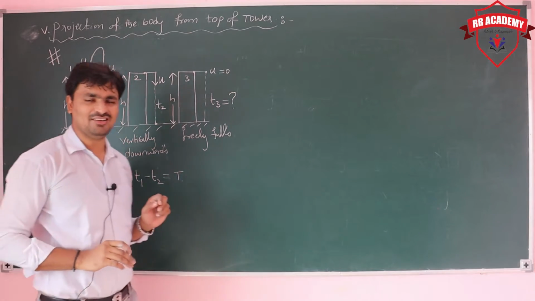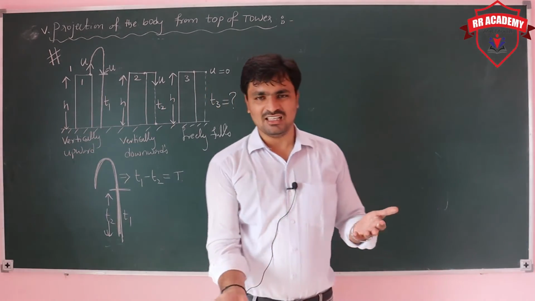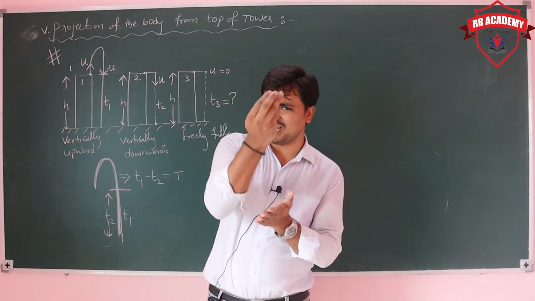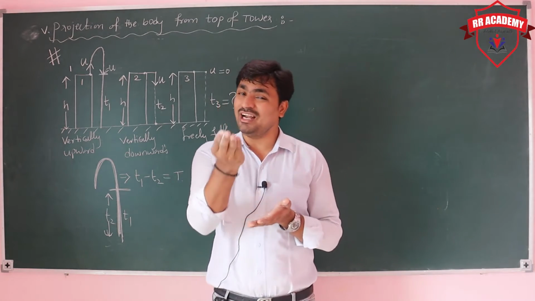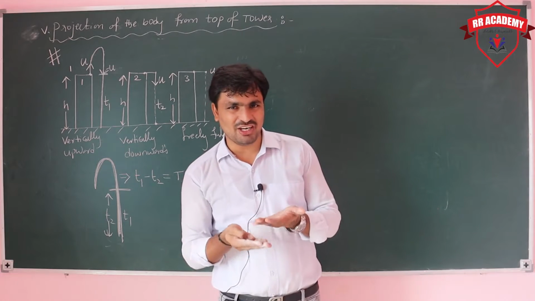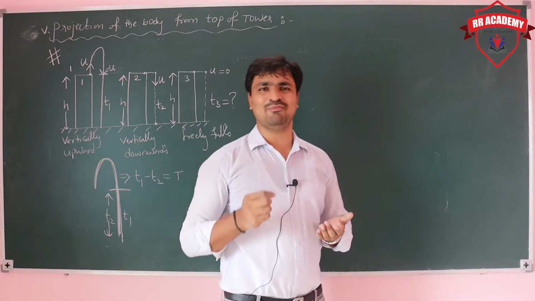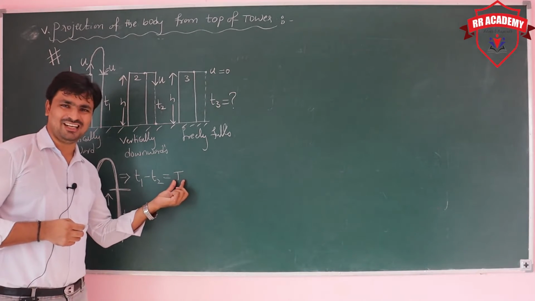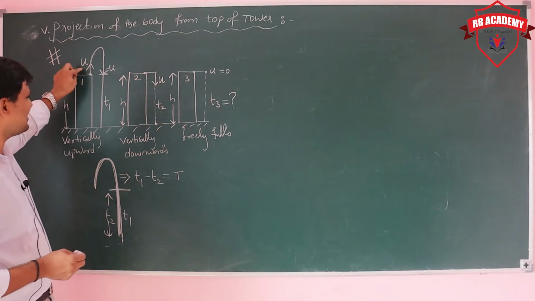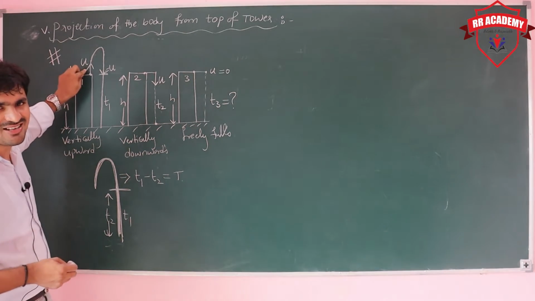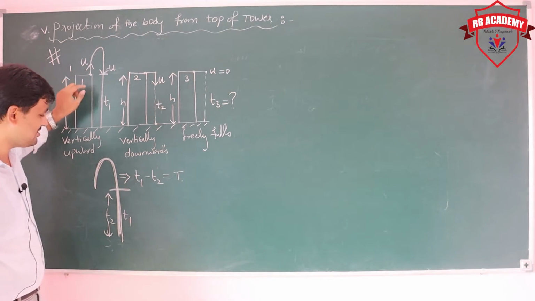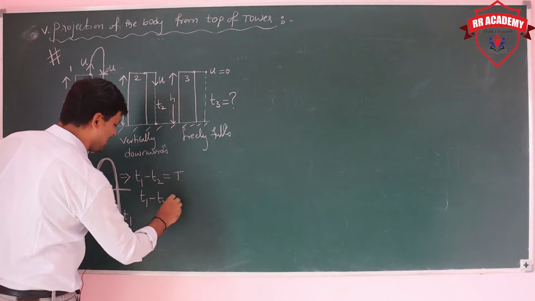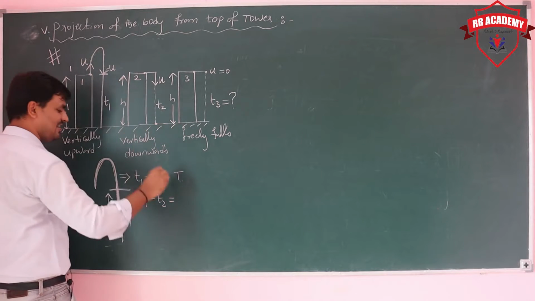t1 minus t2 is equal to the time of flight up to here. Yes, of course, time of flight, the time taken by the vertically projected body to reach the point of projection. Ground is nothing but the point of projection only. Time of flight, how much? t1 minus t2 is equal to t. With what velocity are you projecting? With u velocity.